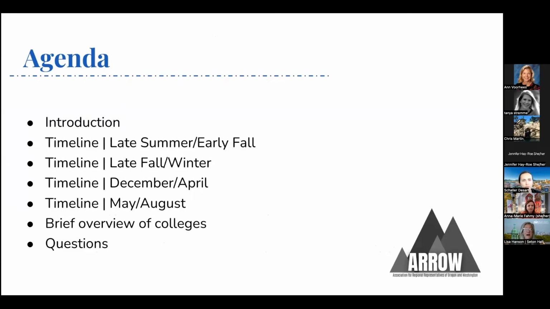We're going to talk about all these different timelines that you might want to keep track of going forward into the late summer and early fall. Your senior year gets really busy, as you know. It passes really quickly, so we're going to try to help you with that in planning your schedule ahead. So late fall and winter, and then December to April. And then, of course, the exciting time when you're getting all of your decisions and then making your decisions.